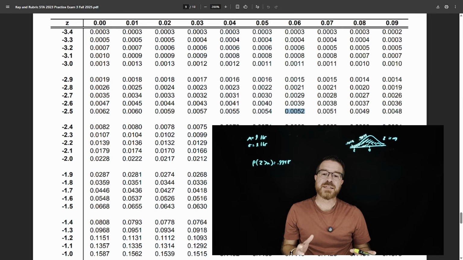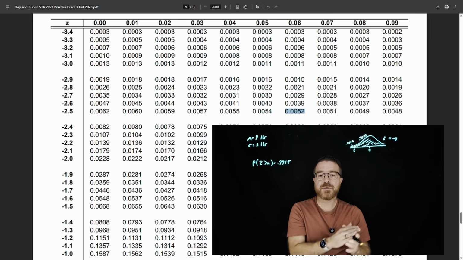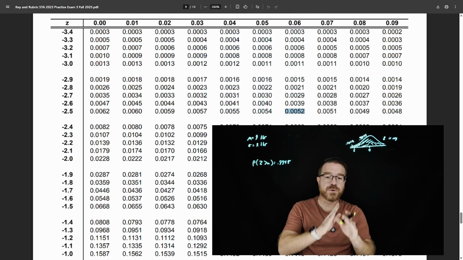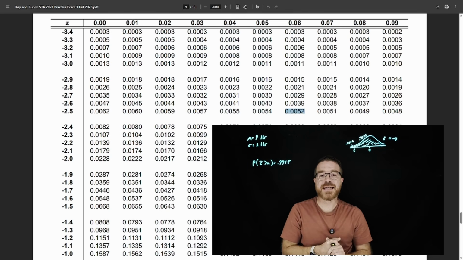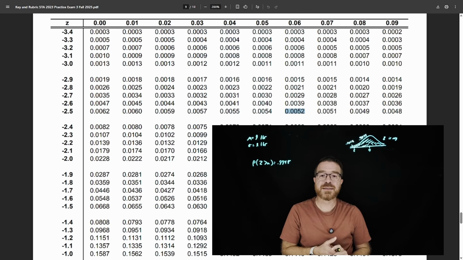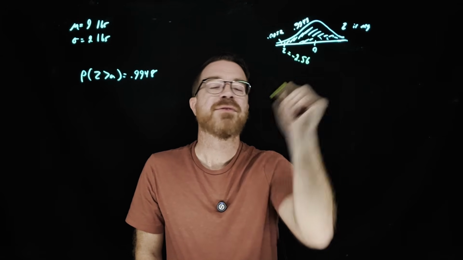Going to our negative z table, we are going to find the value that is closest to 0.0052, and I've already highlighted it here. Now we go over to the left side and get negative 2.5, then go up to the top of the column and see 0.06. This tells us that our z value has to be negative 2.56.